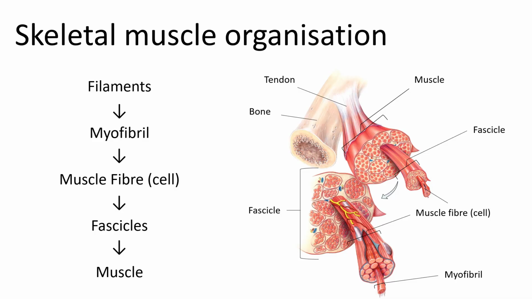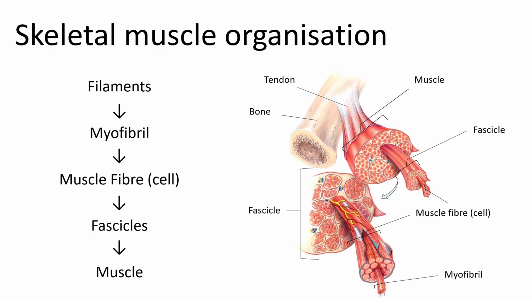The smallest unit within a muscle are the filaments. When a series of filaments are grouped together, they form a myofibril. A collection of myofibrils form the muscle fiber, which is essentially a muscle cell. Muscle fibers then form bundles, known as fascicles, and we have a number of fascicles coming together. We then have a skeletal muscle.